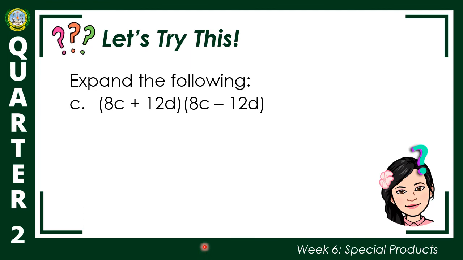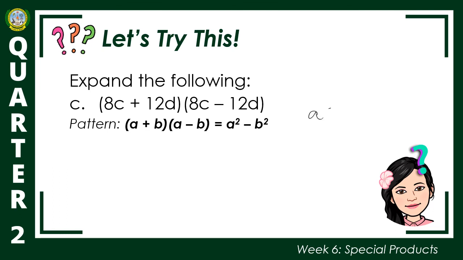For our last example, let's have 8C plus 12D times 8C minus 12D. So, this time, may variable na rin po yung second term natin. And that's okay. I-apply pa rin po natin yung ating pattern dyan. Okay? Assign nyo lang lagi yung A at B. So, ang A po natin ay yung first term na 8C. At ang ating B ay yung second term na 12D. Okay? So, let's plug in these values sa ating pattern.